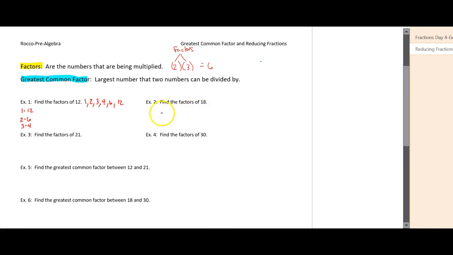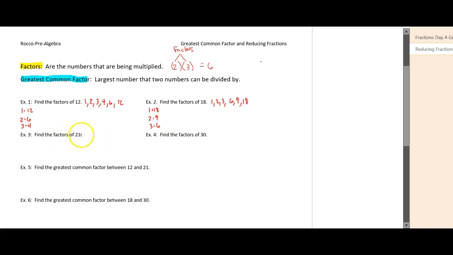18, right? So we know 1 times 18. We know 2 times 9. What about 3? Yep, 3 times 6. How about 4? 4 times something? No. 5? No. 6? We already got. 7, 8, 9? We already got. 10, 11, 12, and so on. There are really no other ones. So we can say the factors of 18 are 1, 2, 3, 6, 9, and 18.